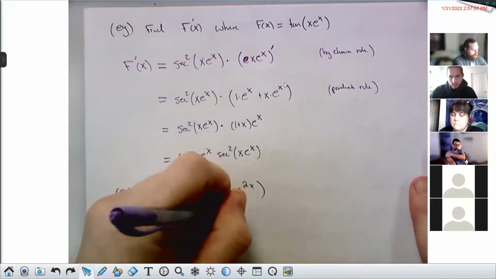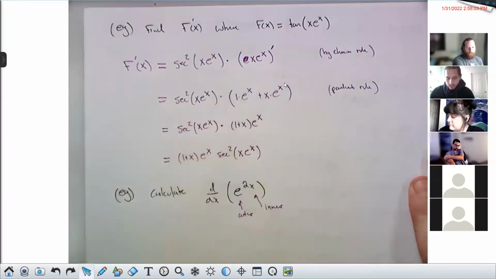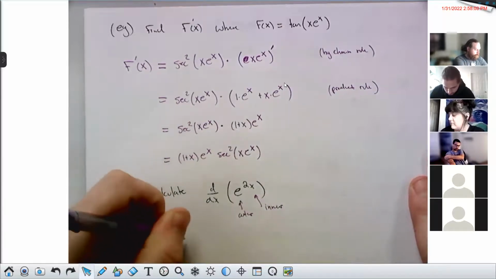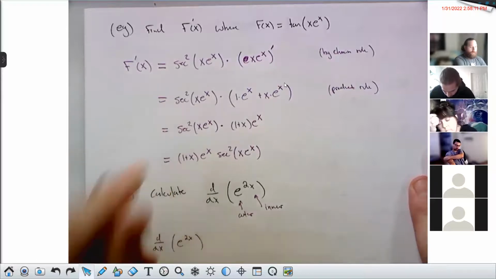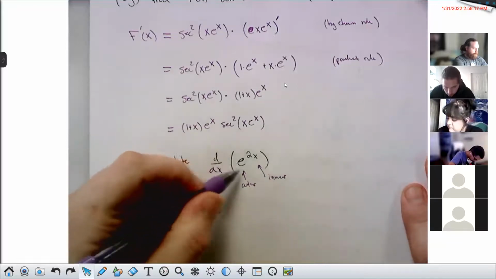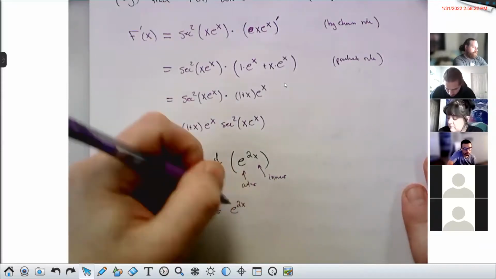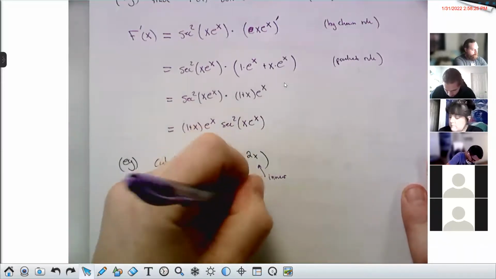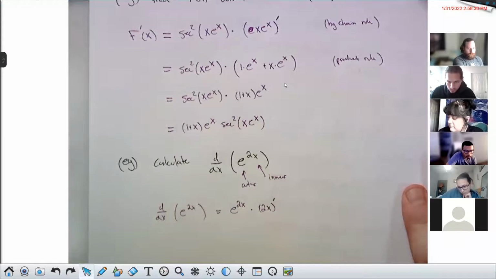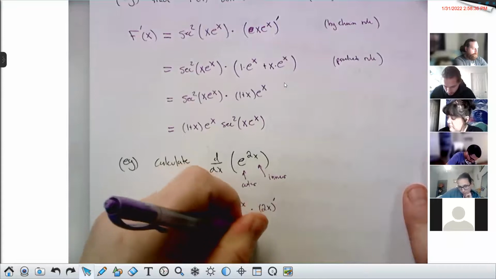So like this is your outer, and this is your inner. So if we wanted to differentiate this using the chain rule, which is the only way we could do it, we would get the derivative of the outer with the inner left alone, which is going to be e to the 2x times the derivative of the inside, which is the derivative of 2x. Now the derivative of 2x is just 2, so this is 2 e to the 2x.